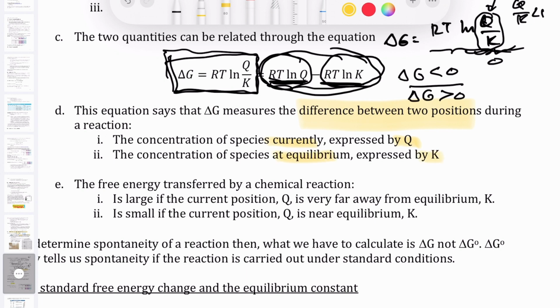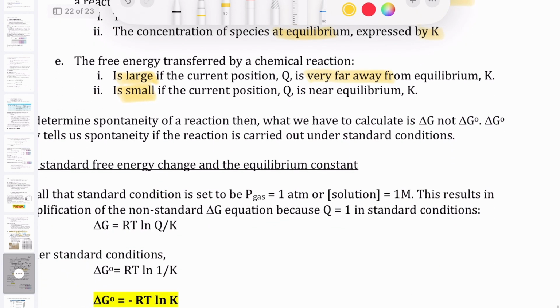Now, the free energy itself is going to be large if you're pretty far away from equilibrium. But if you're pretty close to equilibrium, then there's not a whole lot that you're going to get in terms of free energy, okay? So that's what delta G is actually measuring. When we say delta G, it's really a measure of a difference in chemical potential energy of a reaction compared to its equilibrium concentration of the reactants and products, okay?